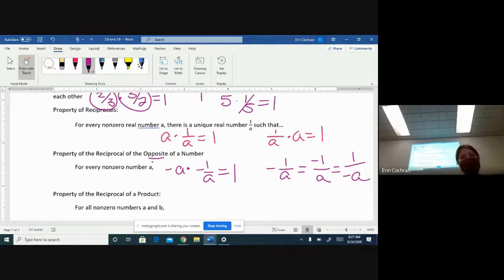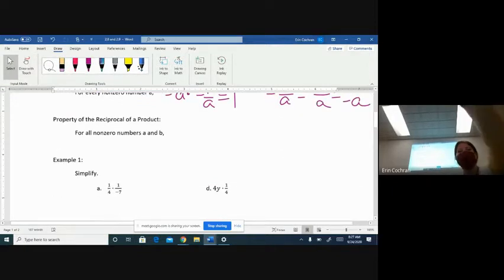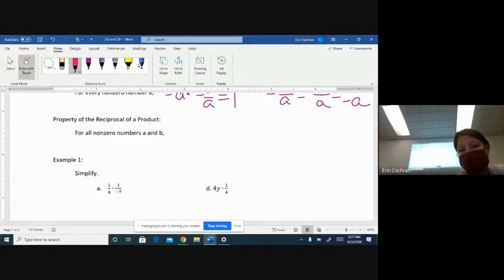Thank you. All right. The property of the reciprocal of the product, okay? So in this case, if a and b are real numbers, non-zero again. If I have 1/(a times b), isn't that the same thing as 1/a times 1/b? Yeah, okay. So if I have two fractions, you just multiply straight across.